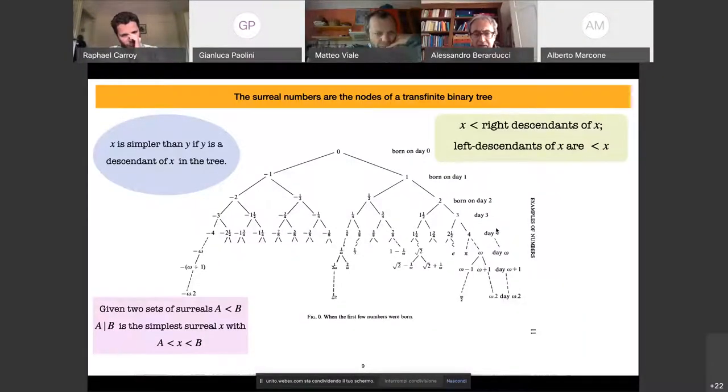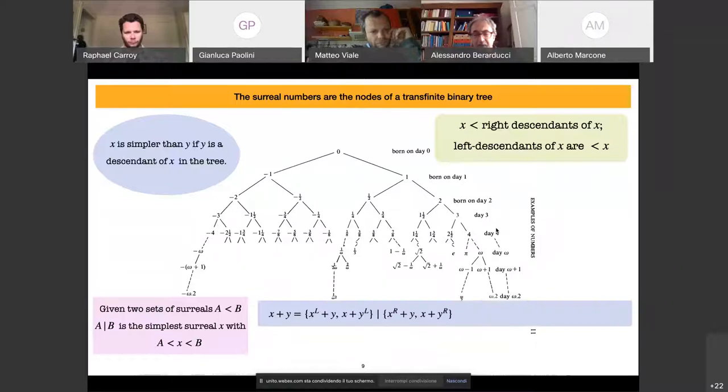Now, everything is done by induction on the tree-like ordering. So given two sets of surreals, A and B, with every element of A less than every element of B, there is a unique surreal X in between. Of course, A and B cannot be complementary because the surreals form a proper class and A and B are sets. So there is always something in between, and there is a unique X in between, which is the simplest element. And you denote it by this notation A bar B. And now you can define addition and multiplication.